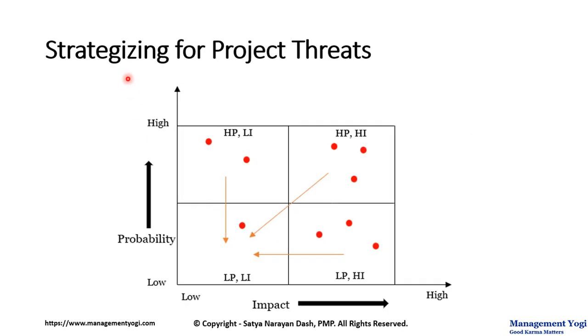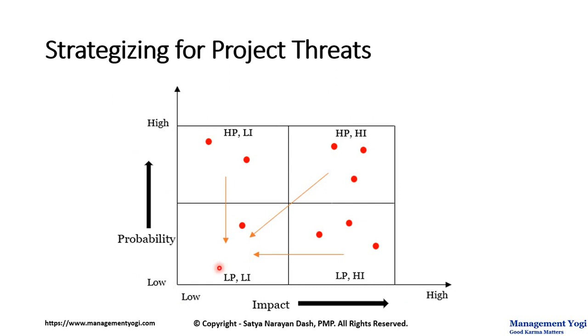So first, strategizing for project threats, that is individual negative project risk. Here we have a figure and we have two parameters. One is probability, another is impact. Probability is represented in the y-axis, whereas impact is represented in the x-axis. This side is low probability, this side is high probability. This side is low impact, this side is high impact. This figure has been divided into 4 quadrants based on probability and impact value.